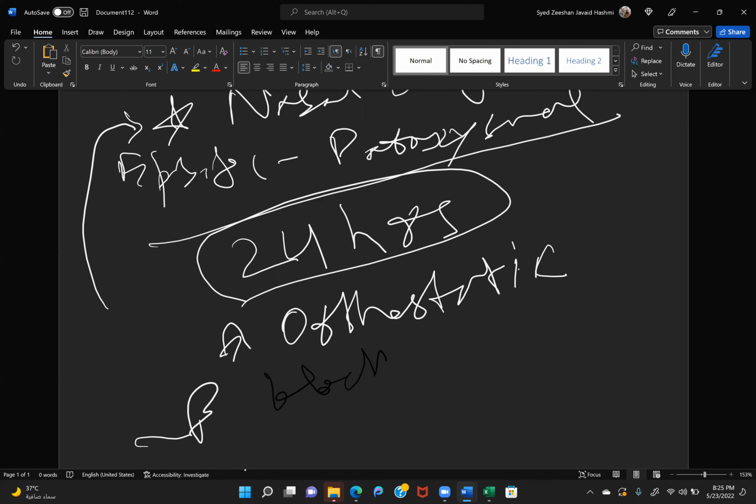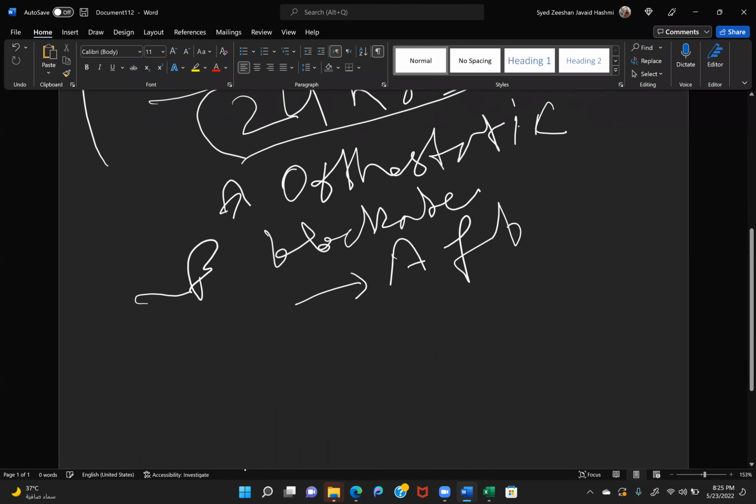Yes. But the blood pressure should not fall below 80 over 40 millimeter of mercury, at least 15% from the baseline. Why? Yes, because if it is falling below.